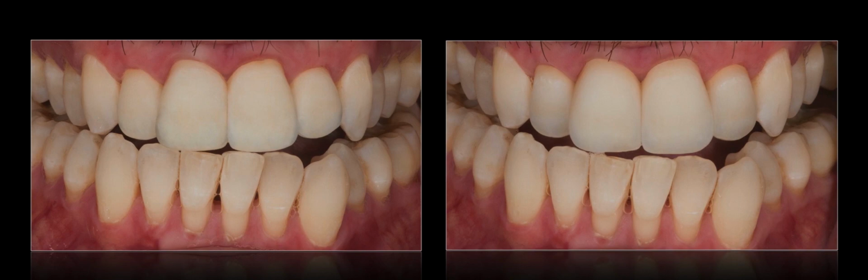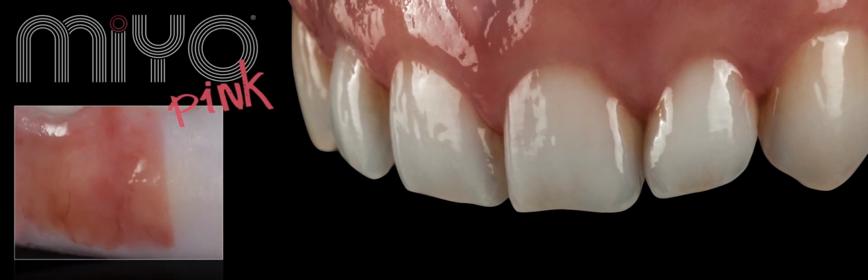Here you see those with the polarized lens. You see the true color very, very closely. So I would really like to proudly introduce to you the MiYO Pink system. And I really think with the Pink system now, the MiYO became a full system.